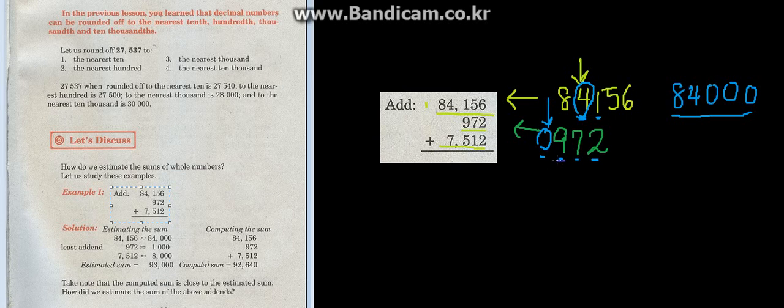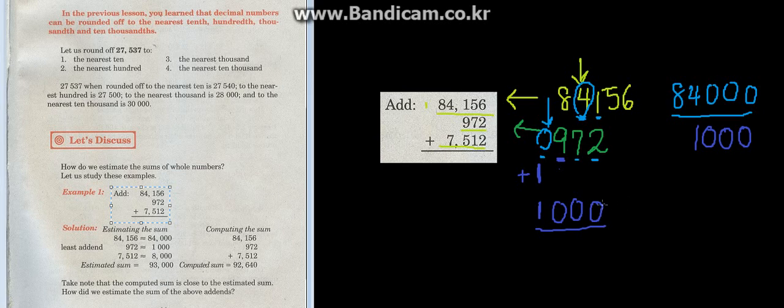The digit to the right of the marked digit 0 is 9, and 9 is greater than 5, right? So we follow rule 1, and we add 1 to the marked digit, then everything else stays as 0. So 0 plus 1 is 1, 9 becomes 0, 7 becomes 0, 2 becomes 0. So we have 1,000. That's the rounded off number for 972.